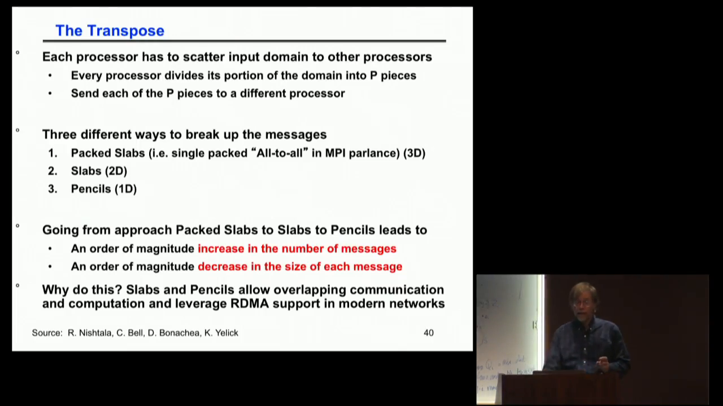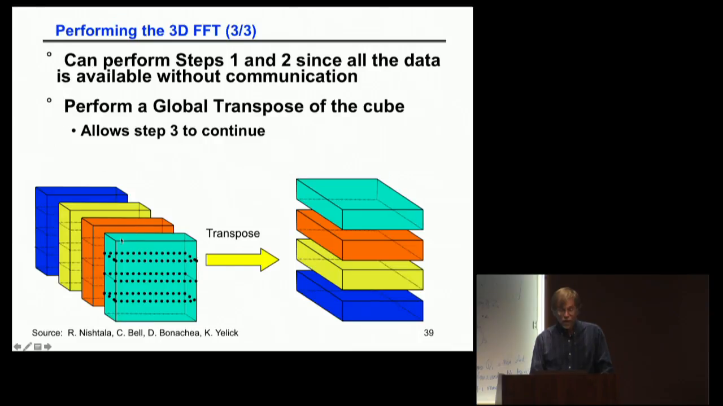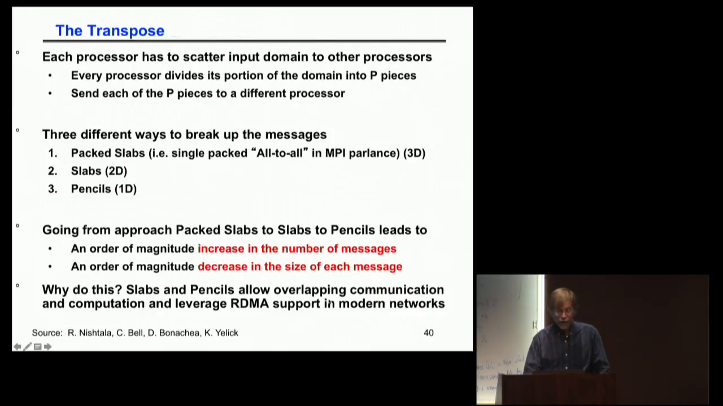Basically, I'm just repeating, each processor takes its portion of the data and breaks it up into p pieces, and each of those p pieces, or p minus 1, has to be sent to somebody else. So the question is, how am I going to break up the messages? What size of message am I going to pack together to send to somebody else? And the simplest way to do it, as this picture suggests, is wait until you've finished all the FFTs, take this as one enormous message, and send it to the orange processor all in one, with one MPI send, and the same for yellow. That I would call packed slabs, so all-to-all.